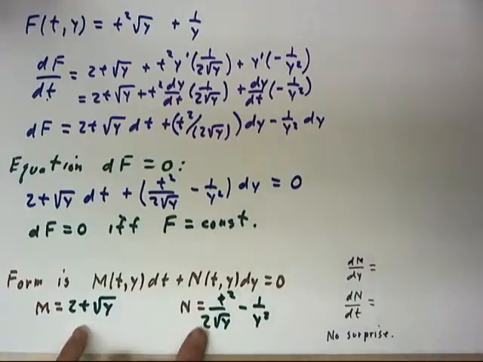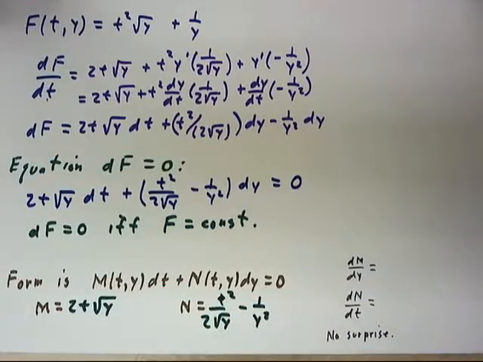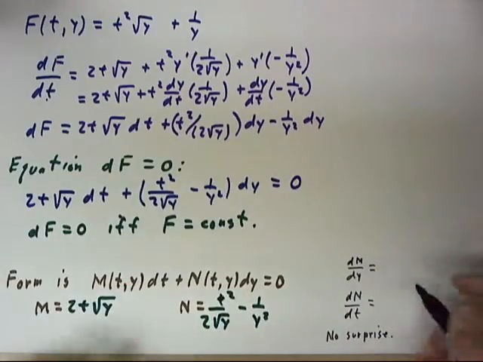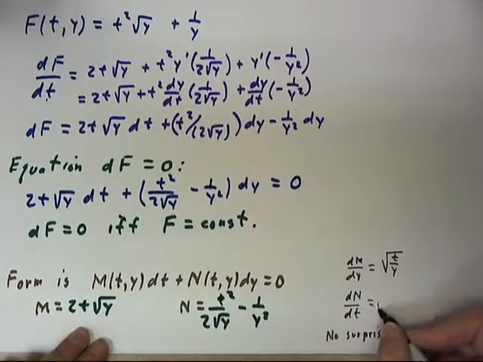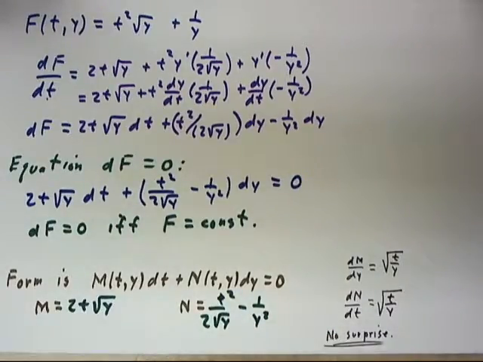We can apply the same criterion we did before. Does dm dy equal dn dt? And we find, well, dm dy is 2t over 2 square root of y, which is just t over the square root of y. dn dt is 2t over 2 square root of y, which is again t over the square root of y. So this equals the square root of t over y. And we shouldn't be surprised from what we've seen before.